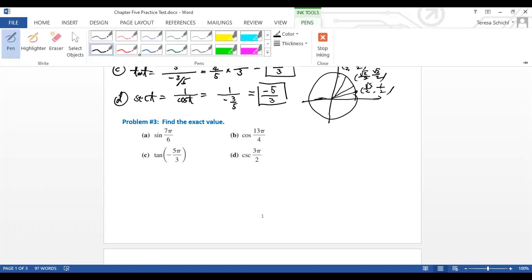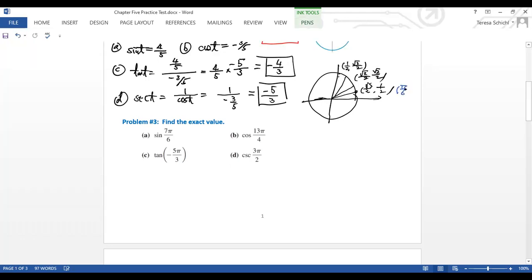So we only need to remember this, and this is pi over 6. This is pi over 4. This is pi over 3, right? And then this one will be (1, 0). This point here is (0, 1). So, okay, the sine of 7 pi over 6.